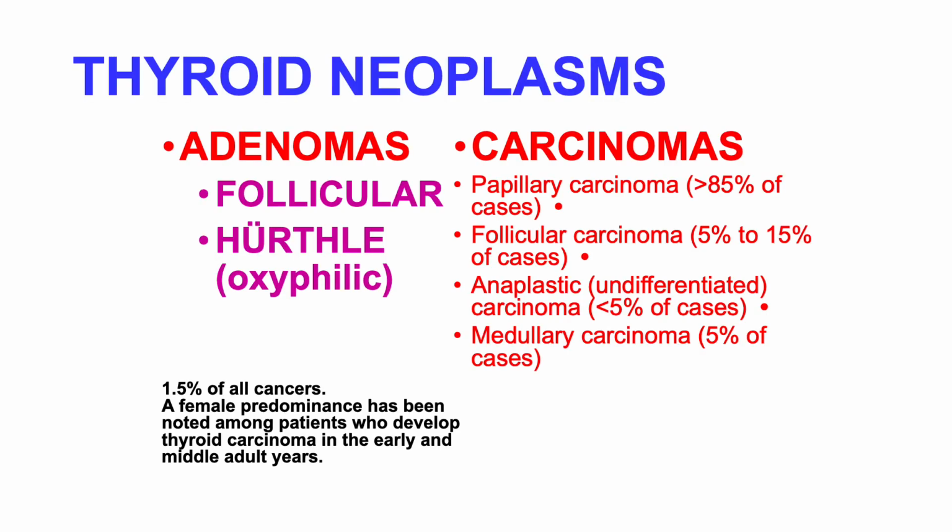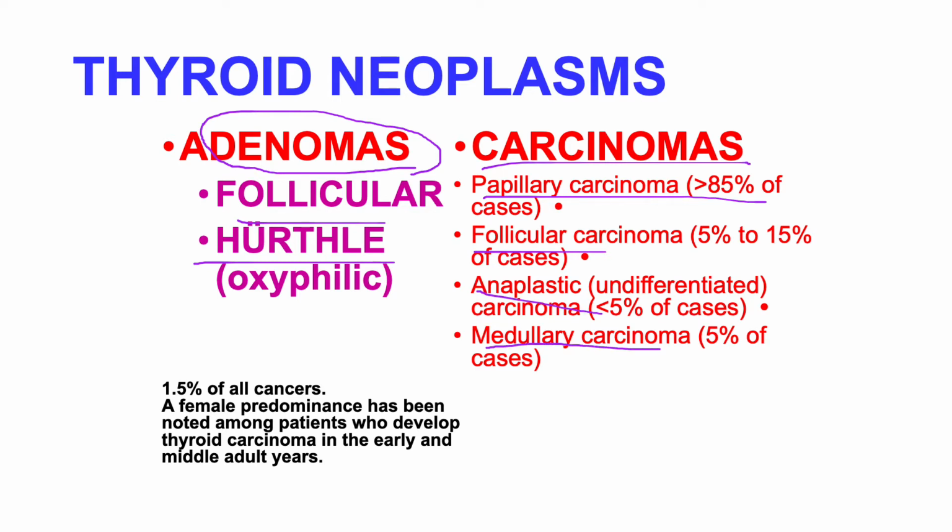So thyroid neoplasms are divided into benign neoplasms, that is adenomas, which are of follicular type and a special variant, that is Hurthle cell type. And carcinomas, the malignancies, are papillary carcinomas, which comprise more than 85% to 90% of the cases, follicular carcinoma, anaplastic carcinoma, and medullary carcinoma. And also we have a few percentage of cases accounting for thyroid lymphomas.